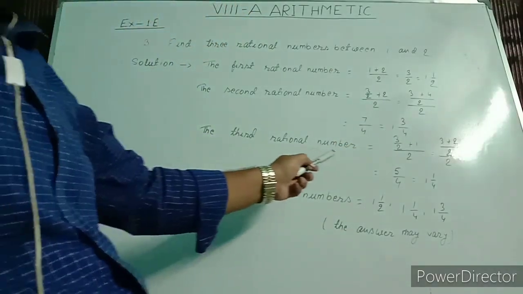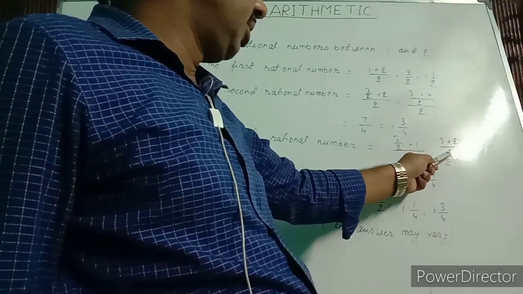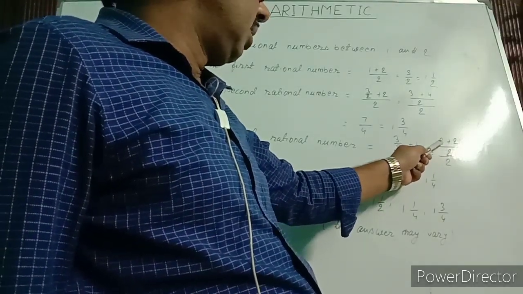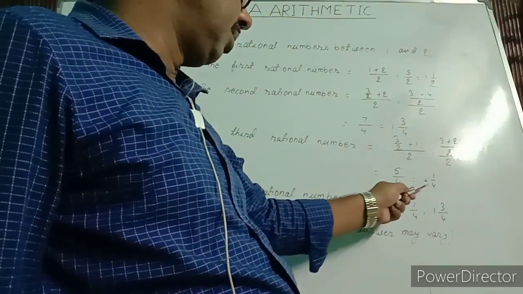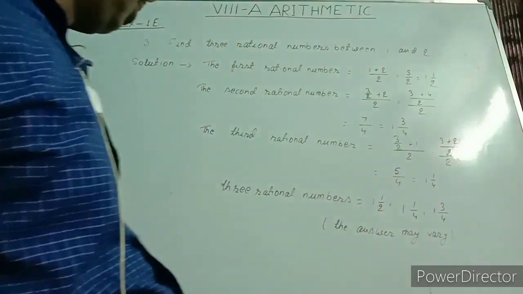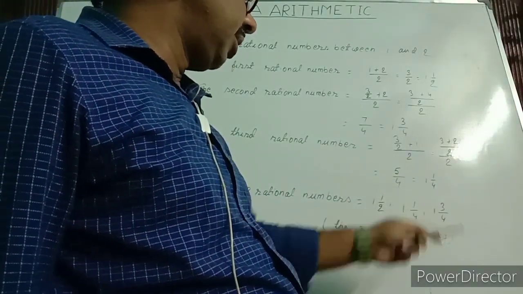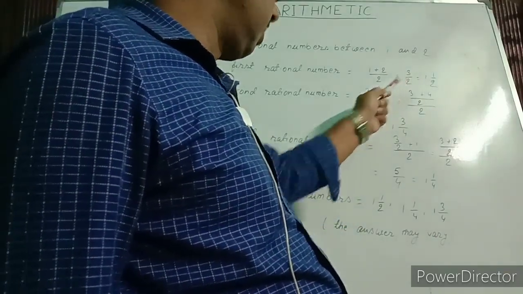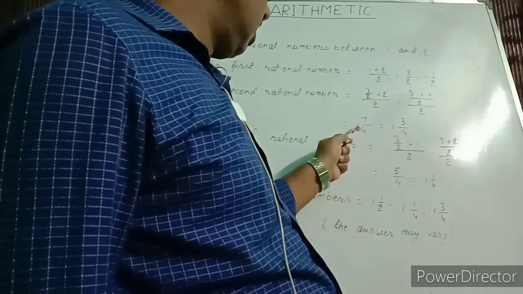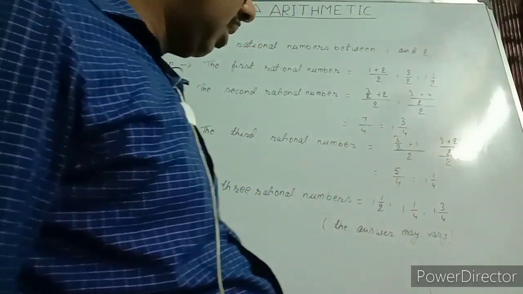The third rational number will be equal to 3 by 2 plus 1 by 2. LCM became 2 and this is (3 plus 2) by 2 by 2. So 5 by 4, 1 and 1 by 4. These 3 rational numbers became 1 and 1 by 2, 1 and 1 by 4, 1 and 3 by 4. You can write these fractions also as 3 by 2, 7 by 4 and 5 by 4.